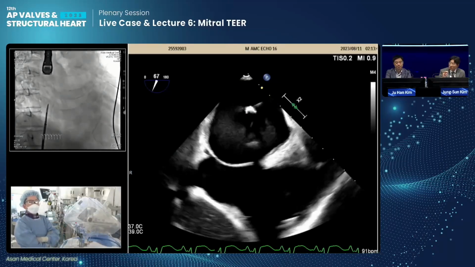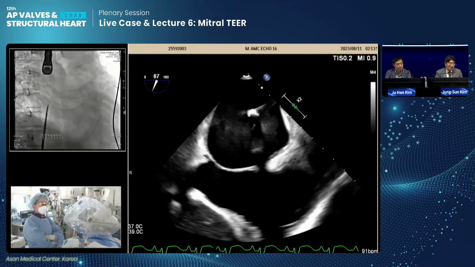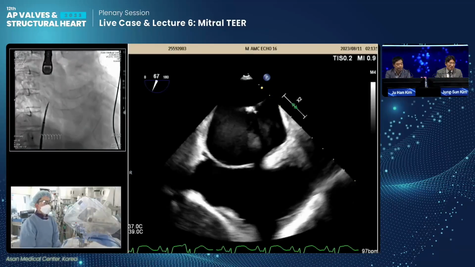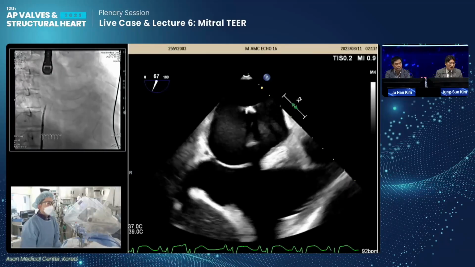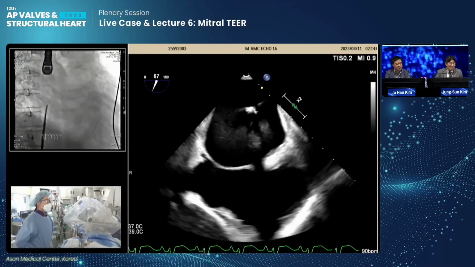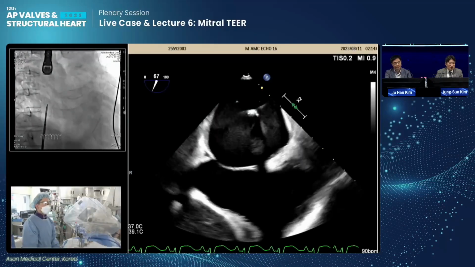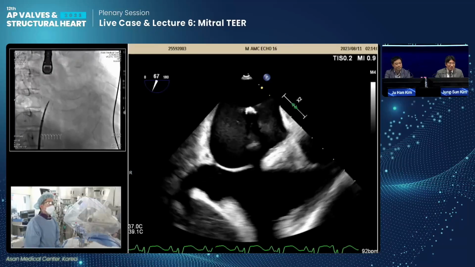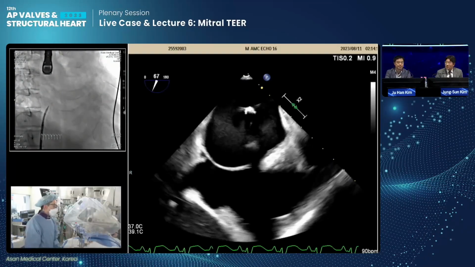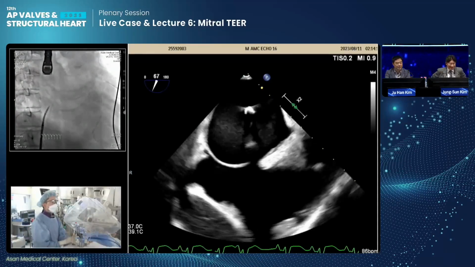So is there a comment? I think there is a possible benefit in this kind of patient, because after the TEER procedure, it decreases MR, and then we can expect to increase the blood pressure. Then we can apply other heart failure medications such as Entresto or other medication. I think it's much better for the patient. Yes, because of the time limit, I will move to the procedure.